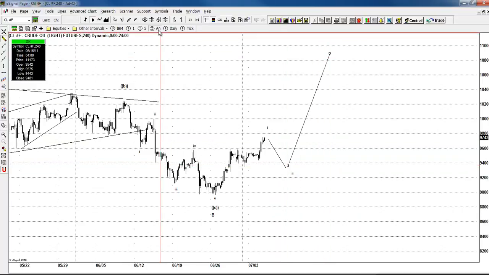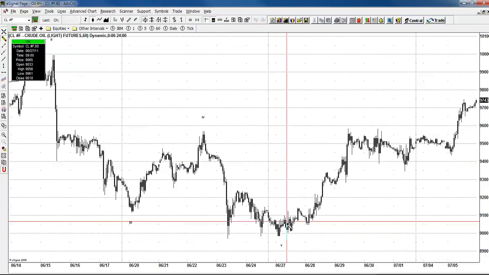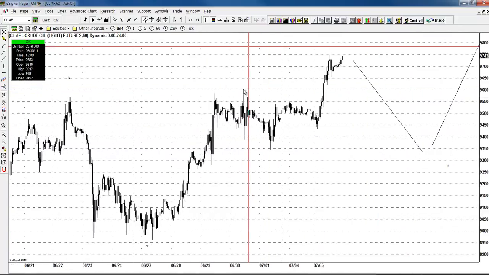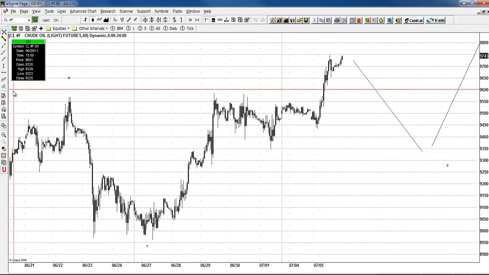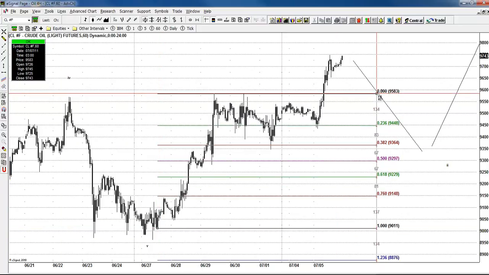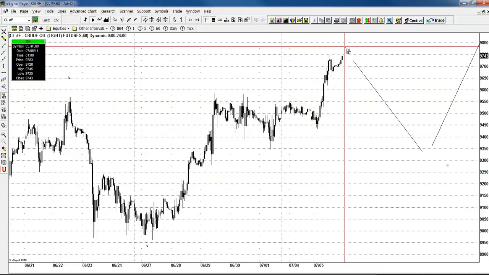Let me show you a small time frame here. You're gonna see it's a well-defined 1, 2, 1, 2, 3, 4, and then this is the 4. You're gonna see the retracement to the 3802 right there, and then 1, 2, 3, 4, and a 5.